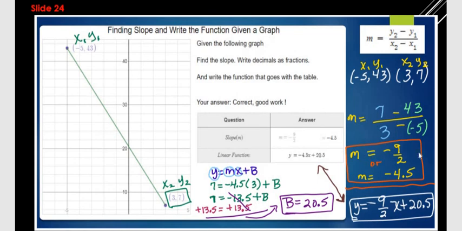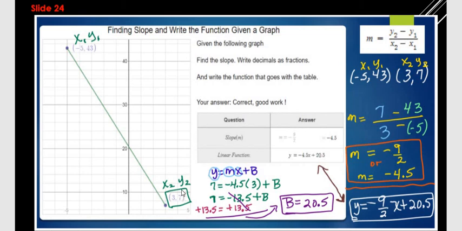Now, number 24, finding slope and writing the function given a graph. The first thing I'm going to do is come over here, and I see that I have 2 sets of points. I see this is also going downhill. We read a graph from left to right. You must be able to read these graphs correctly. You always read them coming in from the left-hand side, and you see that this is going downhill, so it is a negative slope. If you can't read them correctly, it will be wrong. This is a negative slope.